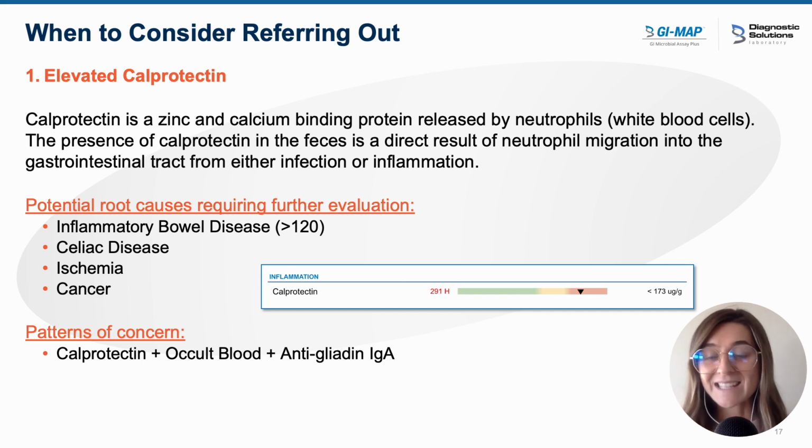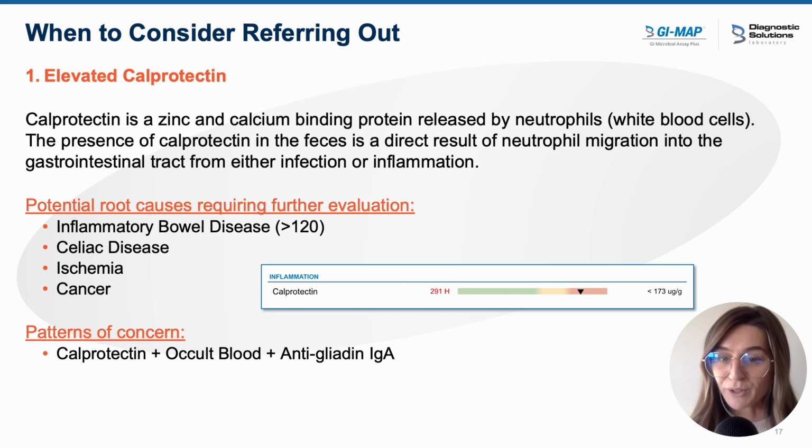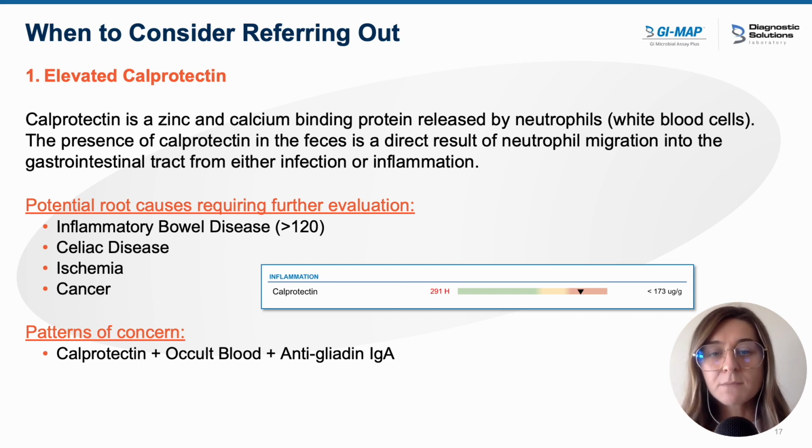So calprotectin is a zinc and calcium binding protein that is released by neutrophils, which are the white blood cells. So the presence of calprotectin in the stool is a direct reflection of neutrophil migration into the GI tract, usually from either infection or from inflammation. Okay, so I wanted to talk about what are some potential root causes that would require further evaluation. And maybe that's outside of your scope of practice when you would need to consider referring out.